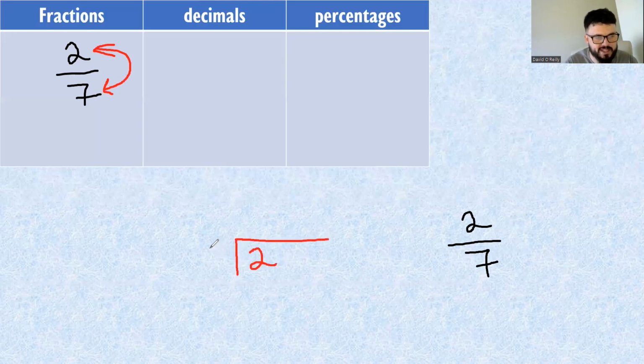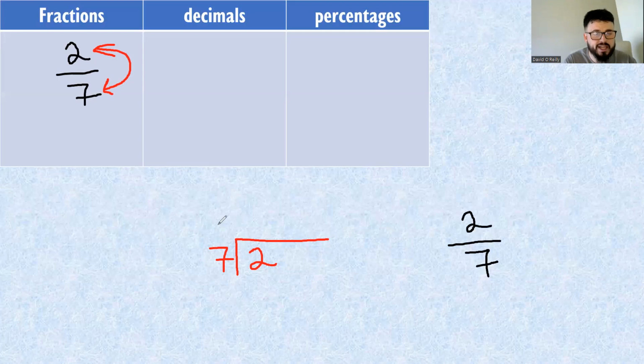2 divided by 7. Now quite often students get confused and then they solve 7 divided by 2 because it feels right. Dividing a bigger number by a smaller number feels right. But trust yourself, the process is always correct. We do the top number and we divide it by the bottom number. How do we do that then? Let's have a look. We solve it like any normal bus stop.